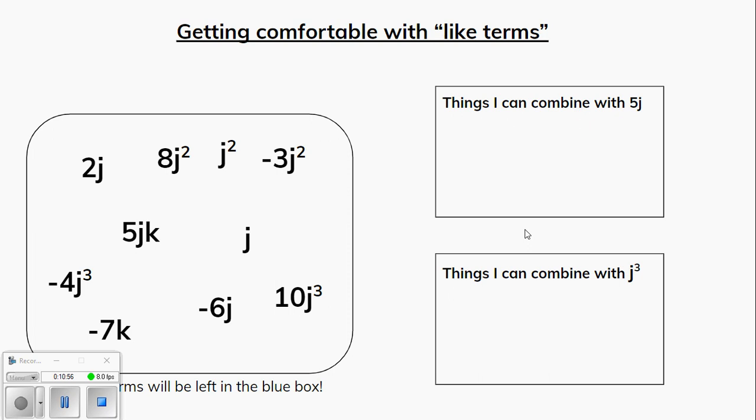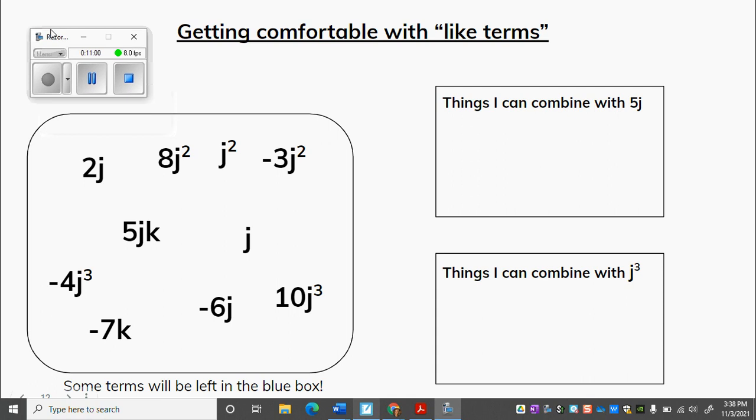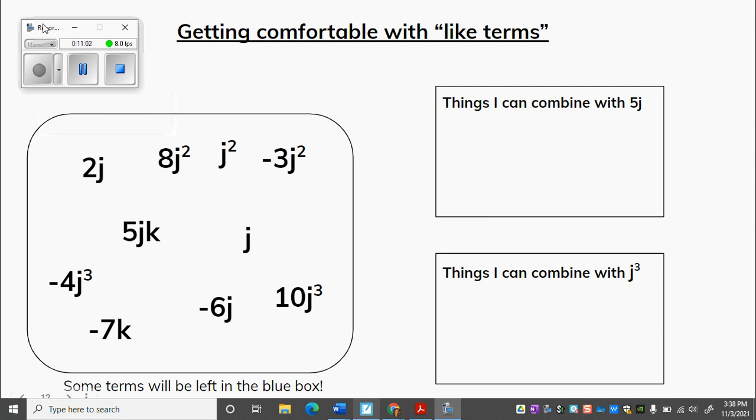So now if you flip over, you should be at the top of the next page. This is in your notes. We are back in the packet. You will see this in your packet. So make sure you flipped over now. And at the top, we just want to get comfortable with some like terms.